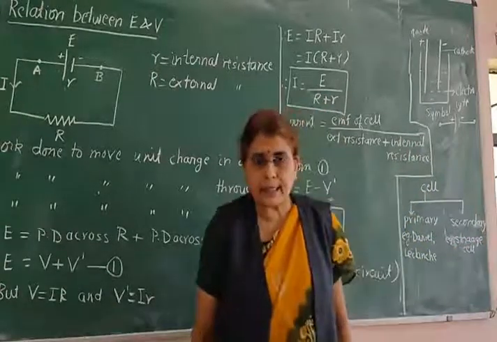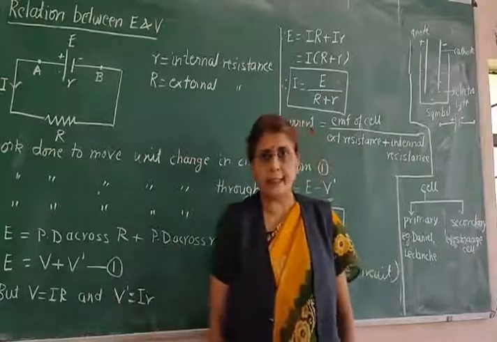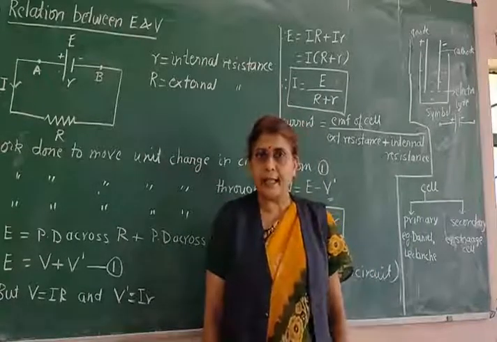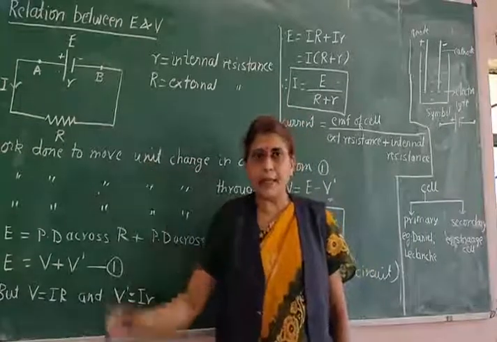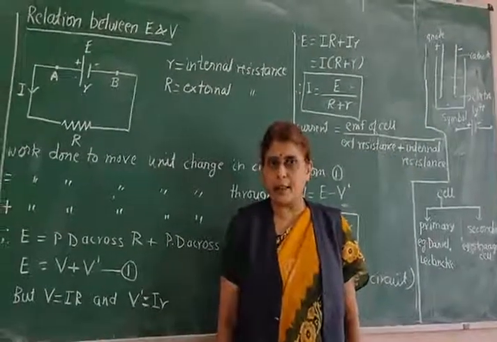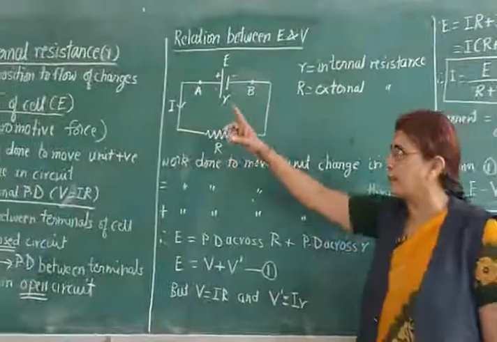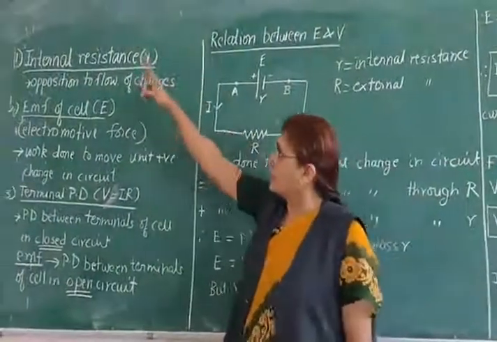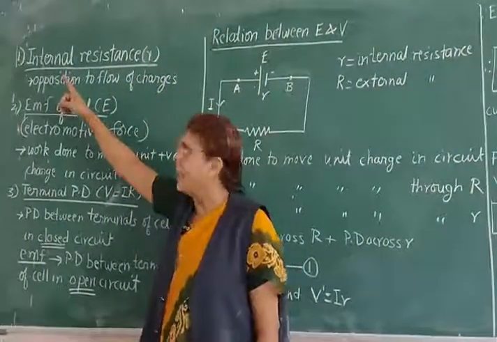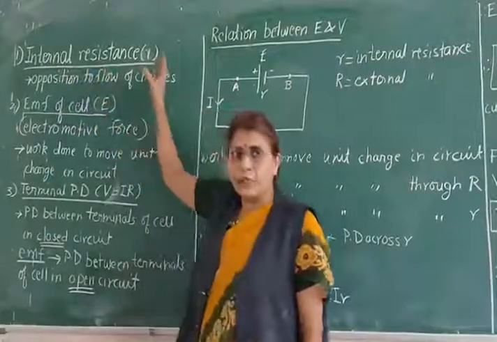So we use a cell to maintain current in a circuit. Now for a cell, in your syllabus we are defining three important constants. What are these constants? I have written the constants here. The first one we are going to define is the internal resistance of a cell.